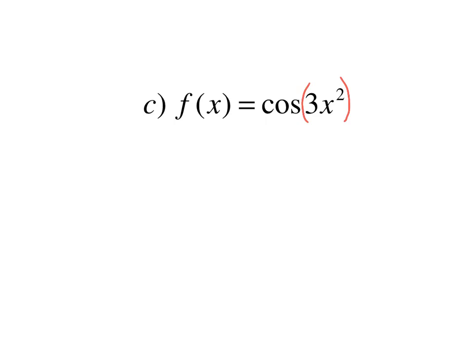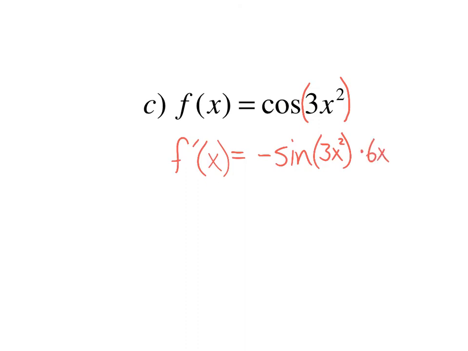So the outer function would be cosine, the inner function would be the 3x squared. Okay? So let's actually do this one. F prime of x. If the outer function is cosine, what's the derivative of cosine? It's negative sine. So our derivative would be negative sine, and notice the 3x squared just stays the same. You don't do anything. But now we multiply by the derivative of the inside. Okay? So the derivative of the inside is 6x.